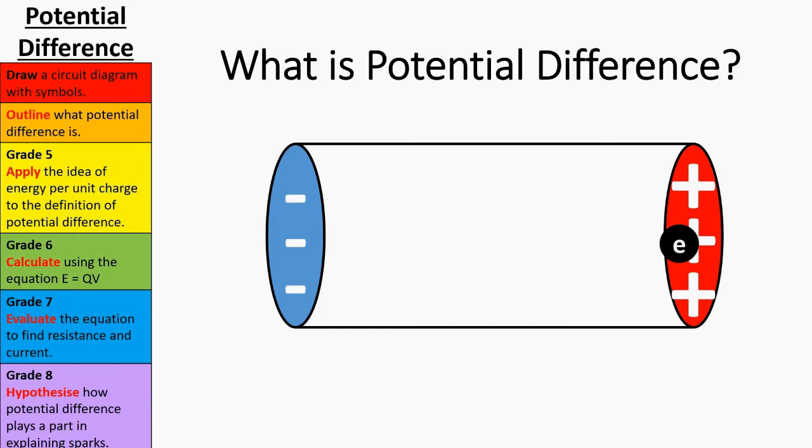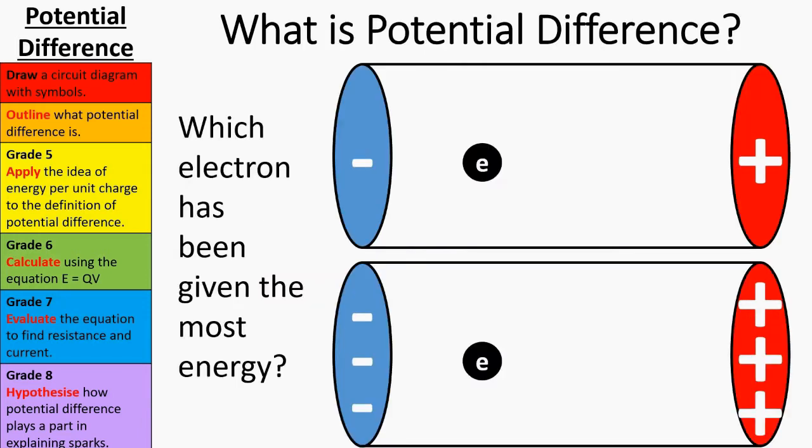Did you spot a difference? If you didn't spot a difference, here are the two scenarios side by side. At the top we have a scenario where we have a slightly negative side and a slightly positive side, and on the bottom we have a very negative end of the wire and a very positive end of the wire. I would like you to observe what happens and also think about this question. Which electron has been given the most energy? Have a think about that and watch now.